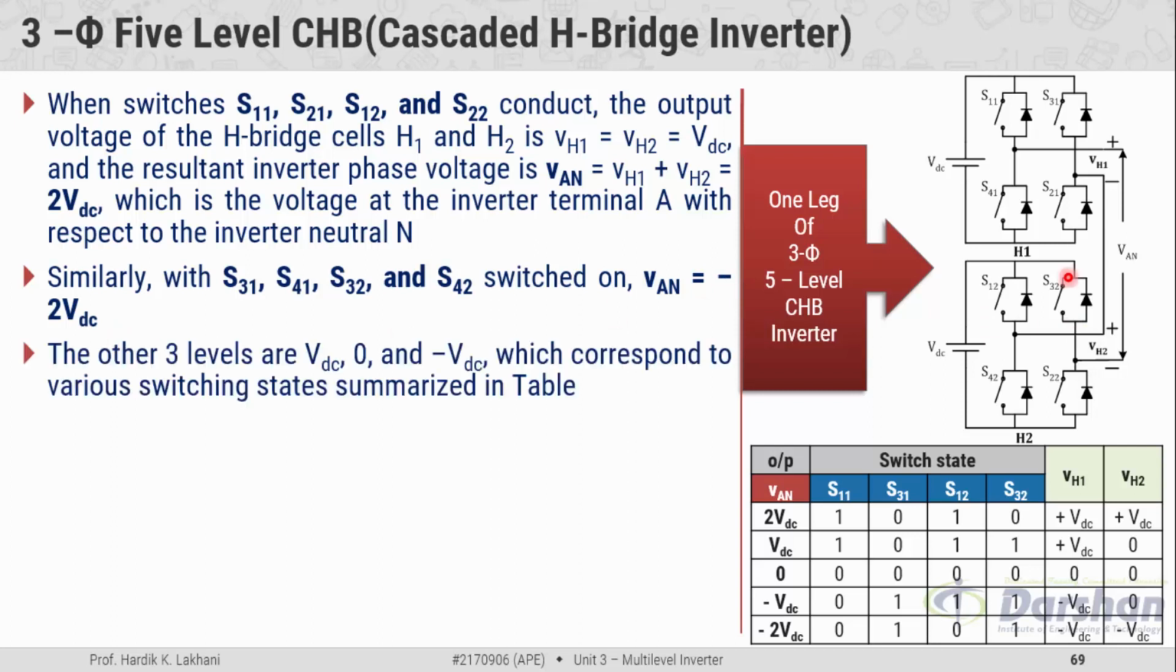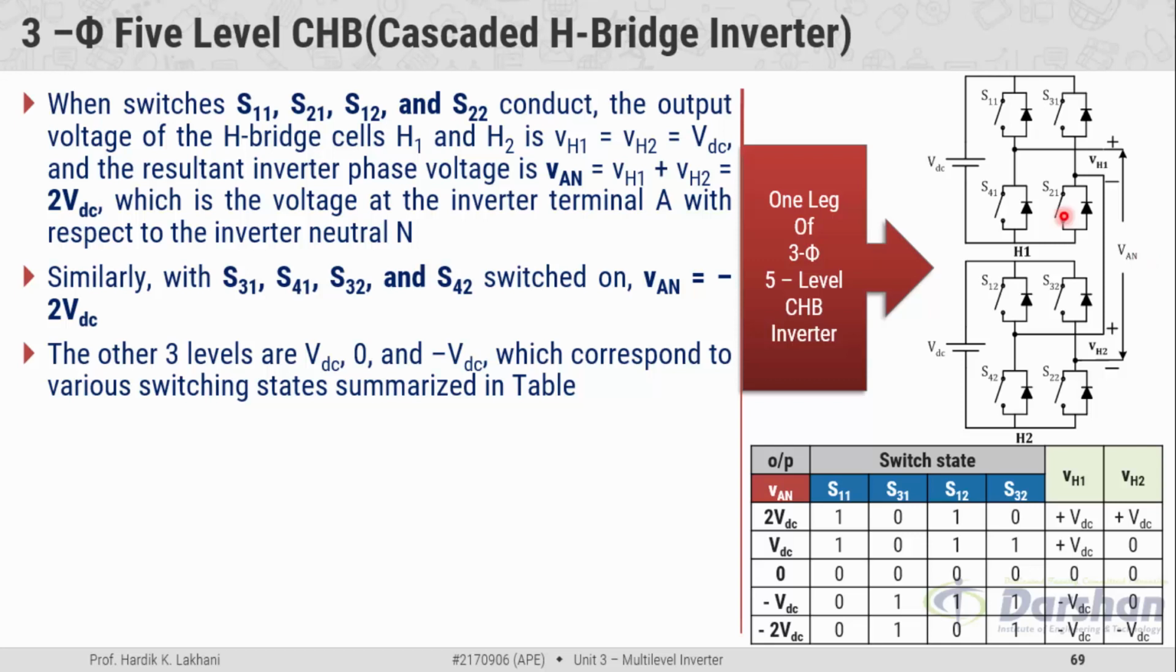Then for the other 3 levels, like VDC, 0 and minus VDC, the switching states are summarized in the table. For the 0 level, you can see that all the switches are kept off. All the switches in the upper H bridge unit and all the switches in the lower H bridge unit are kept off. Then 0 plus 0 is equal to 0.